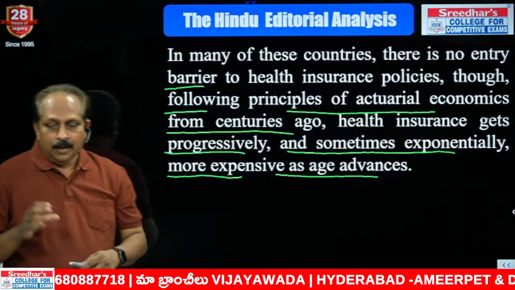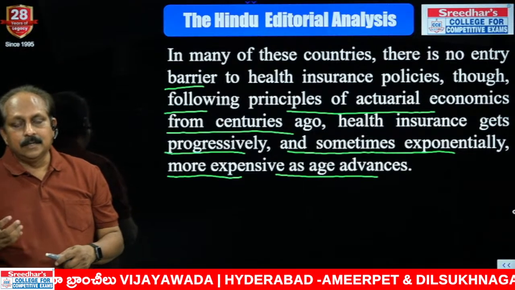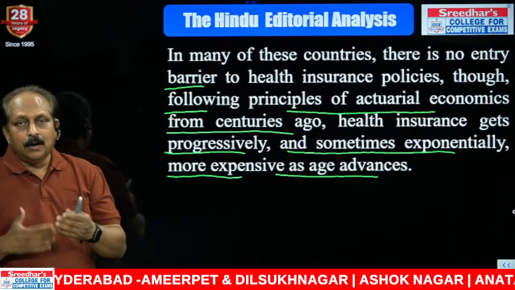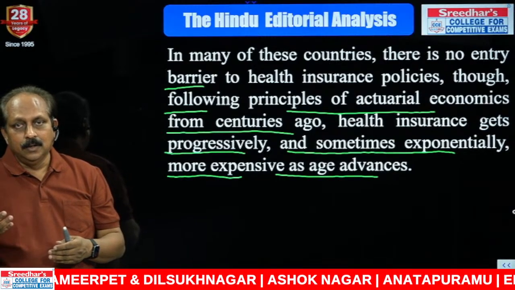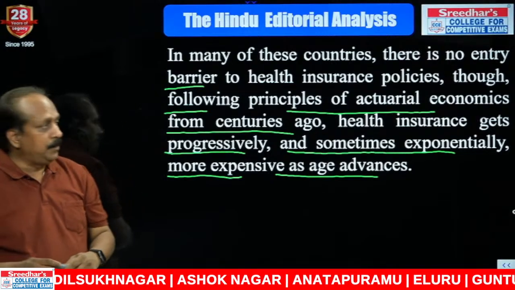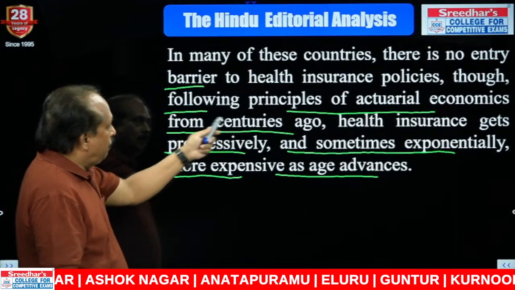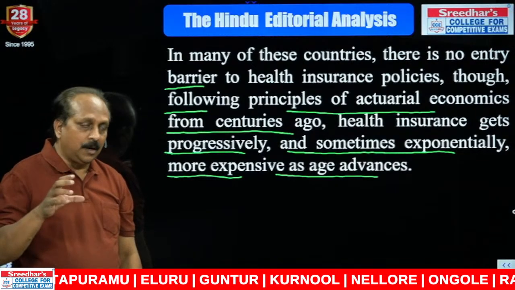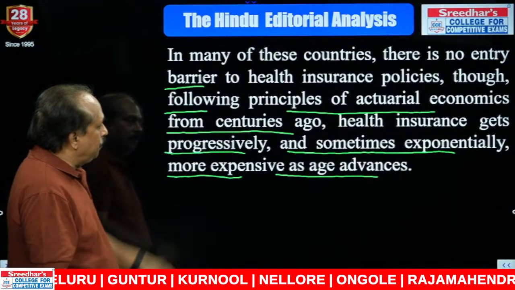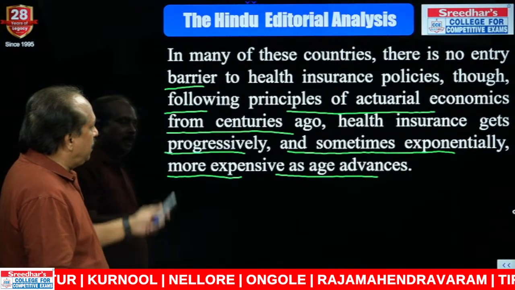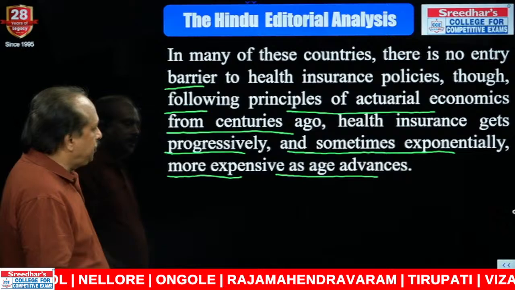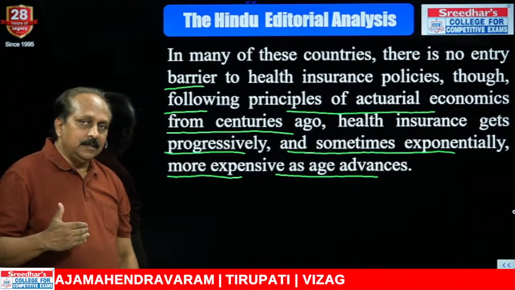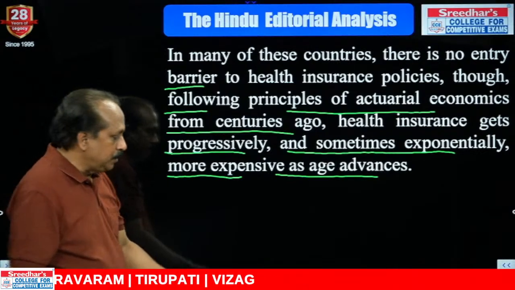What is it? When it comes to senior citizens 65 plus, though those countries, though they're eligible, the cost factor changes because there's a risk for the insurance company. This sentence talks about that. Following principles of actuarial economics means a risk factor for the insurance company, being followed for centuries. Health insurance gets progressively and sometimes exponentially more expensive as age advances. Senior citizens have to pay more, it becomes more expensive. Why?